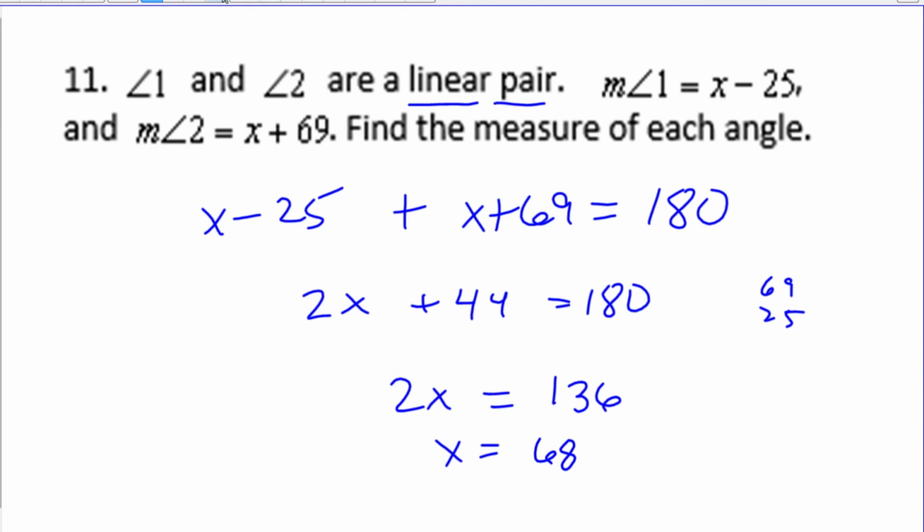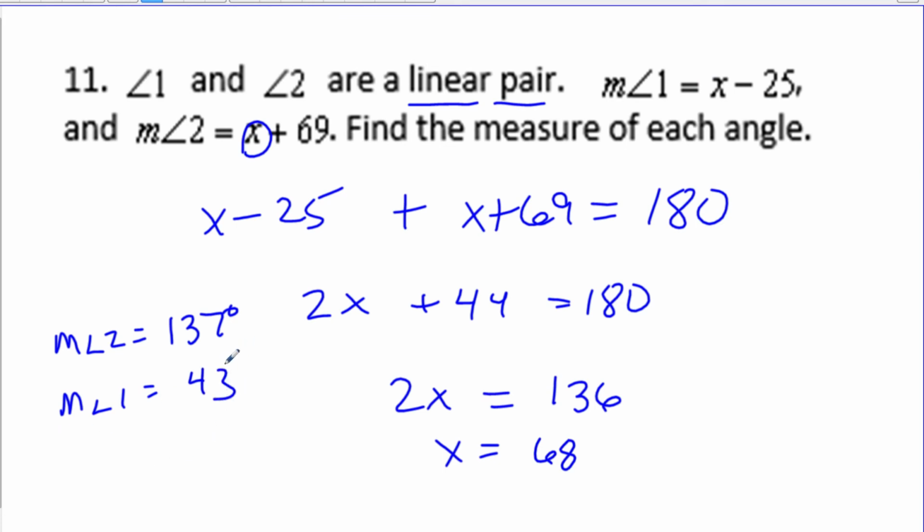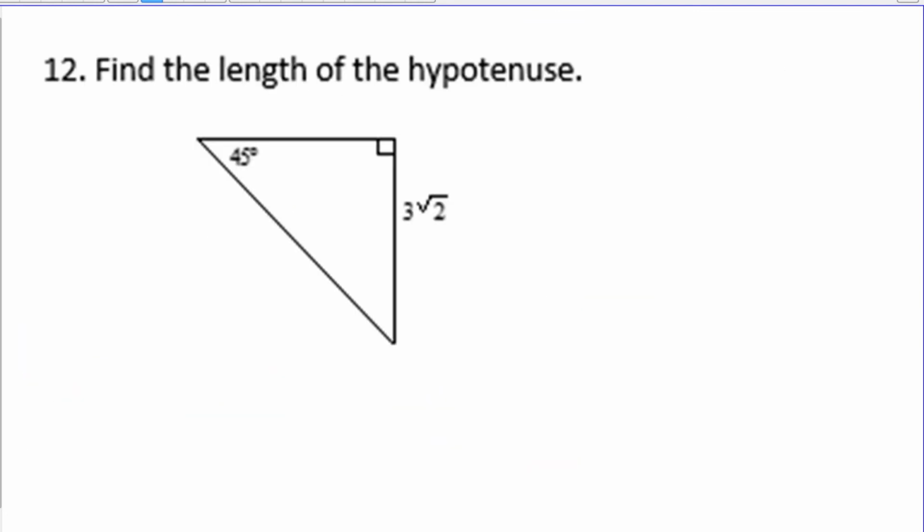But again, be careful, that's not what they asked for. They asked for the measure of the angle. So I'm going to say the measure of angle 2, I need to place a 68 right there. So the measure of angle 2 is equal to 68 plus 69, which is 137 degrees. And the measure of angle 1 would have to be the rest of the 180, or you could just plug it in right there, whichever one you like. And that looks like it would be 43 degrees. So here's the measure of angle 1 and the measure of angle 2, which is the answer to their question. All right, problem number 12.